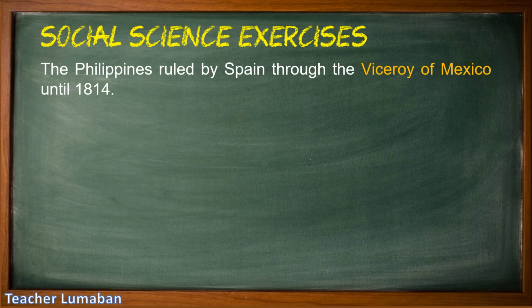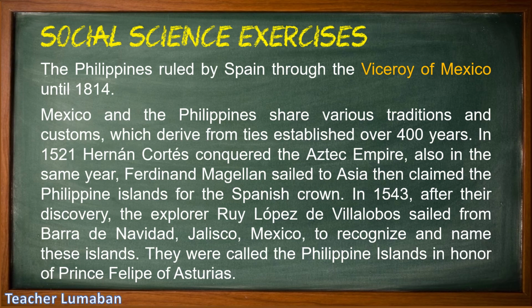The Philippines ruled by Spain through the Viceroy of Mexico until 1814. Mexico and the Philippines share various traditions and customs, which derive from ties established over 400 years. In 1521, Hernan Cortes conquered the Aztec Empire. Also in the same year, Ferdinand Magellan sailed to Asia, then claimed the Philippine Islands for the Spanish crown. In 1543, after their discovery, the explorer Ruy Lopez de Villalobos sailed from Barra de Navidad, Jalisco, Mexico, to recognize and name these islands. They were called the Philippine Islands in honor of Prince Felipe of Asturias.